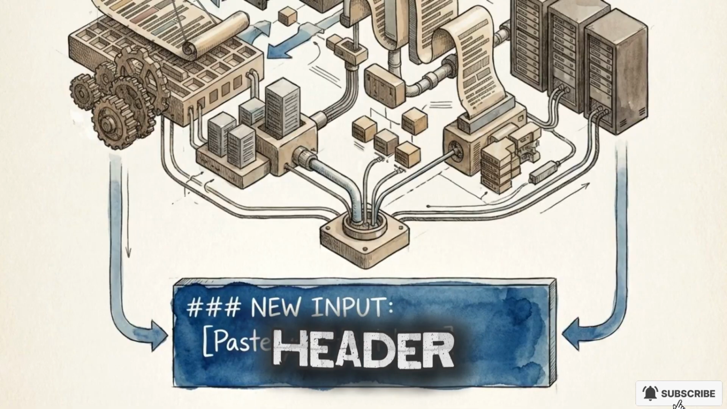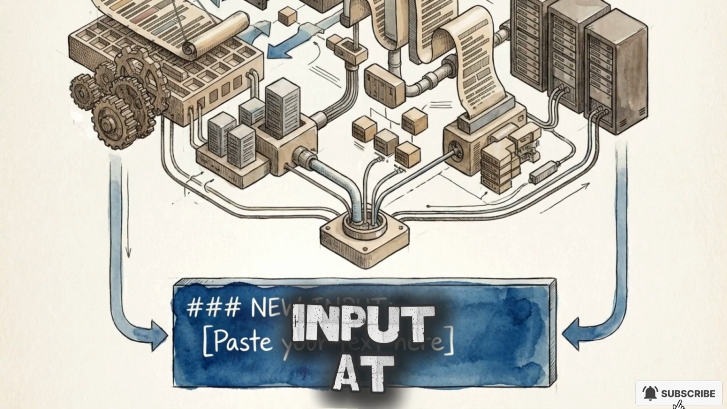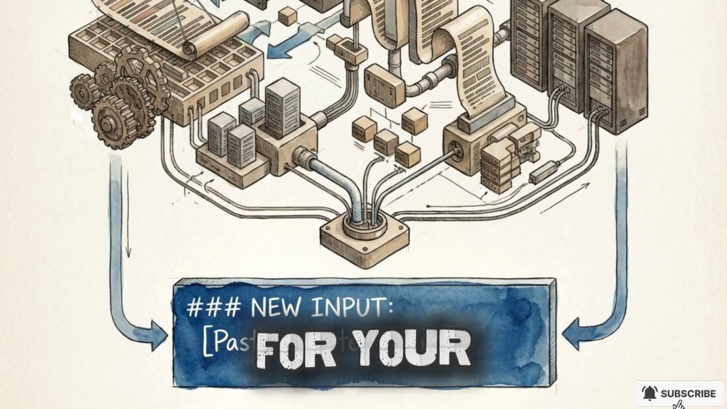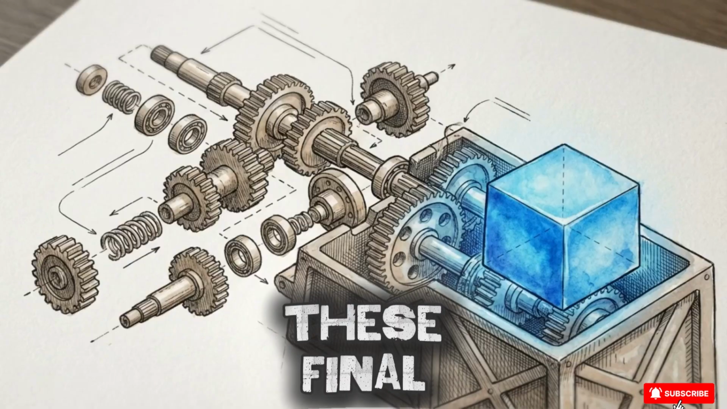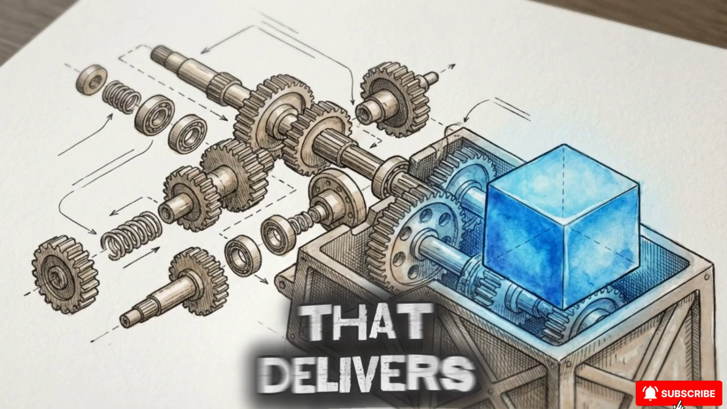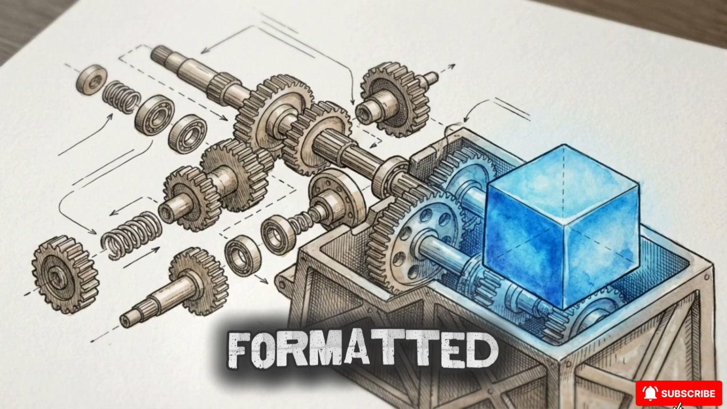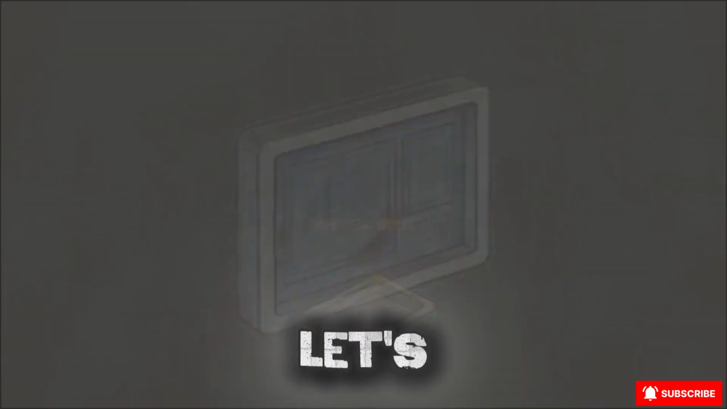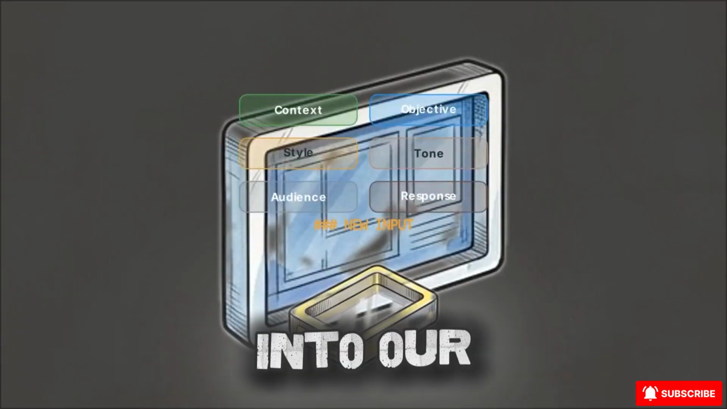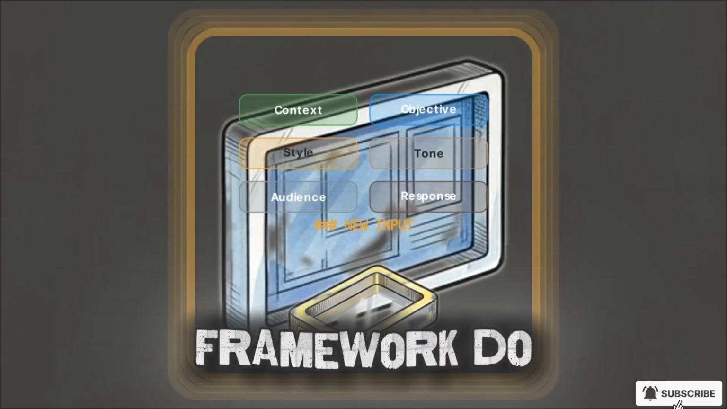By placing a header that says New Input at the bottom of your template, you create a simple fill-in-the-blank tool for your daily workflow. These final constraints turn the model into a precise engine that delivers exactly what you need, formatted exactly how you want it. Let's see it in action. We take a brand new scenario, paste it into our input anchor, and let the framework do the work.